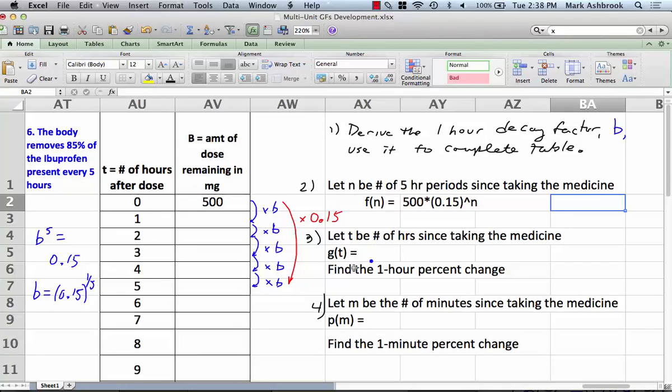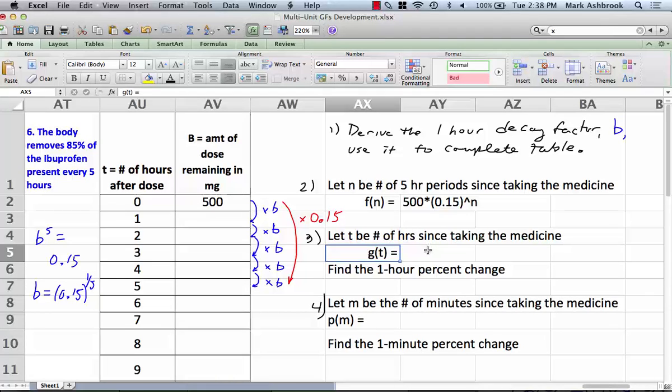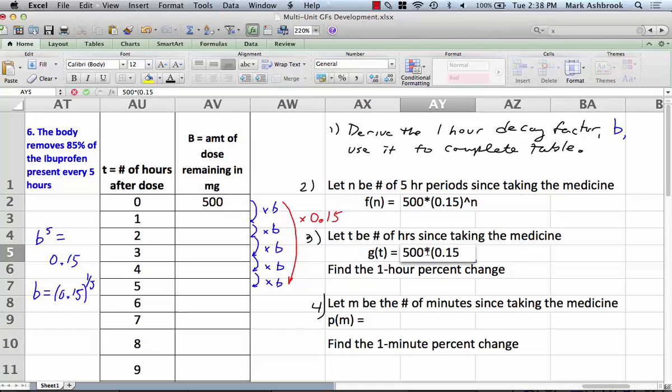Okay, so now you wanted to tell me what the function was, Jared. Does that agree with what you did for the 1 unit? 0.15 to the 1/5? Yeah. So what will it be? G of t equals 500 times 0.15 to the 1/5, to the t. Is that what you said? Okay, so there we got it.